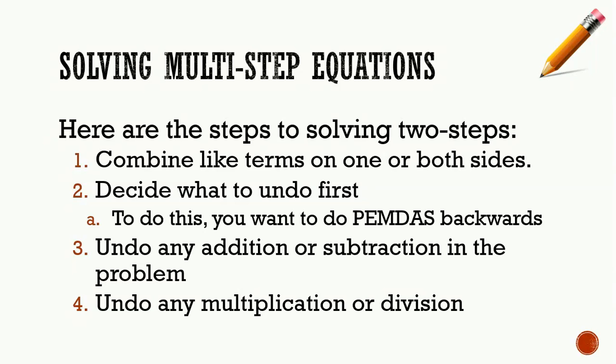Very first thing, the new thing of this section is combining like terms on one or both sides. So there's usually going to be about two x's or two things with variables. You're going to combine them, and then you're going to decide what to undo first. Basically, it becomes a two-step problem. Not too bad. Then you're going to use PEMDAS backwards. So you're going to do addition or subtraction first, and then multiplication or division.